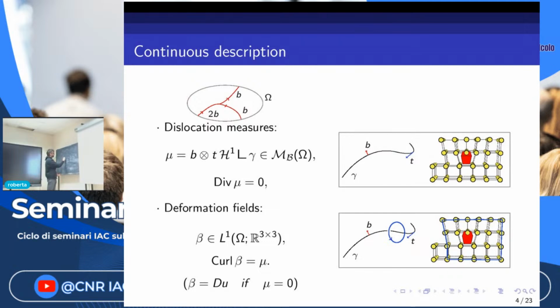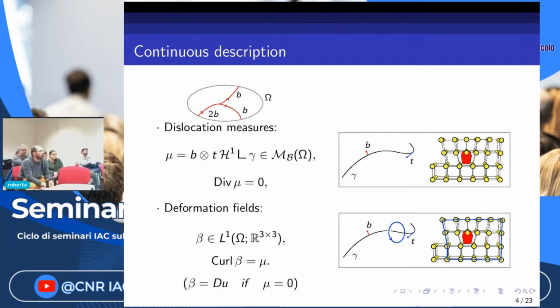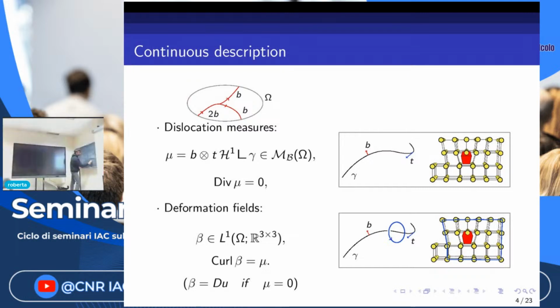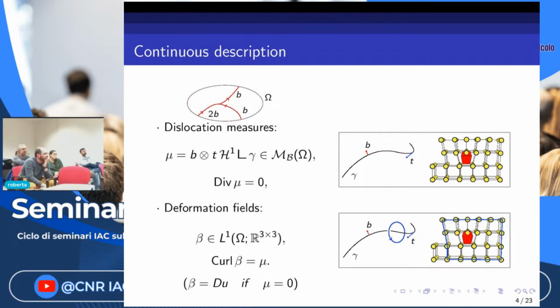And how does it act? You take a set in the body and you call it A. The measure of A is simply, if b is constant, b tensor e3 times the length of the intersection of the e3 axis with A. It's just a measure of how long the dislocation is inside of it. That is the total variation, the mass.